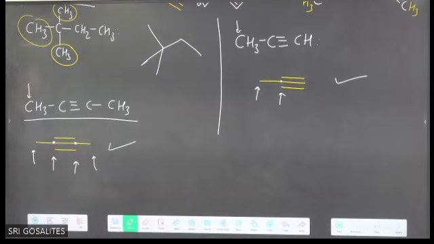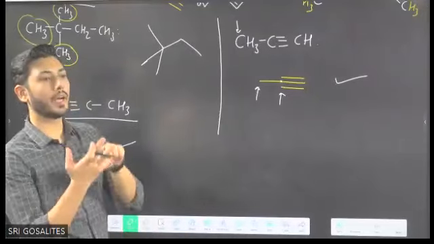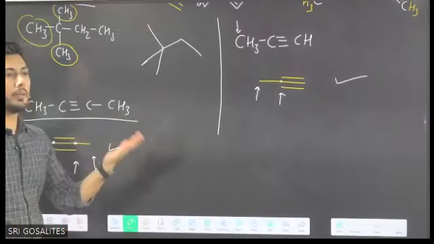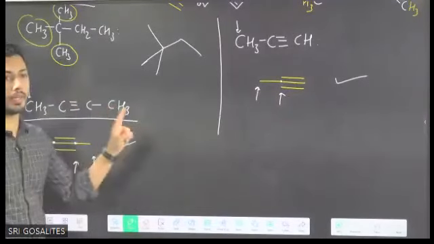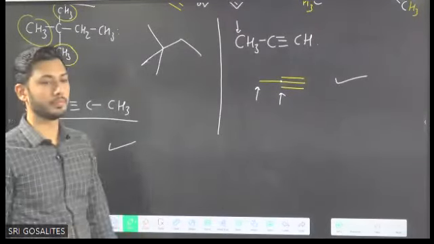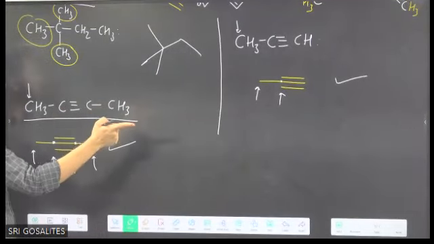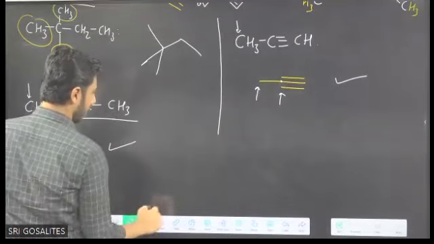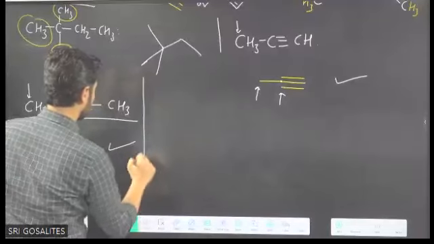So bond line notation means what? In bond line notation, we will never write carbon and hydrogen. Other elements which are present can be represented here, but not carbon and hydrogen. Expanded form means each bond has to be shown.